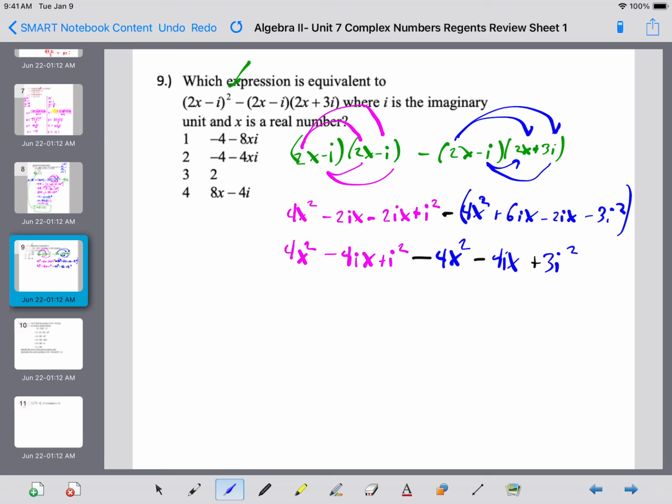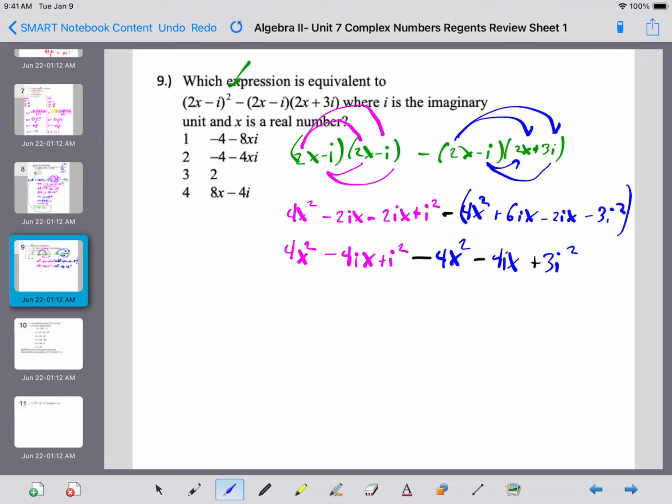And the reason I color coordinated it, so that's why I was switching between blue and black, is because I'm showing that I distributed that negative. Okay? Remember, i squared is just negative 1.